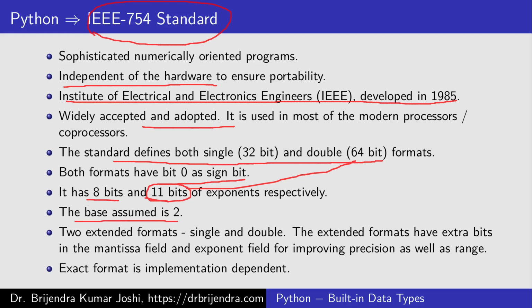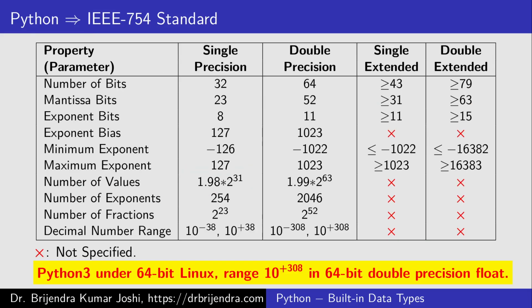This standard defines two more extended formats, one single and another double. So it means single extended and double extended. These extended formats have extra bits in the mantissa field and exponent field for improving precision as well as range. But in any case, the exact format is implementation dependent. So these are the IEEE 754 standard properties.